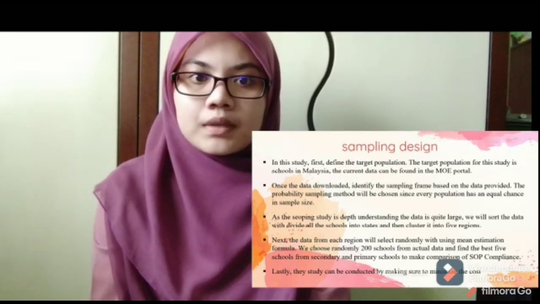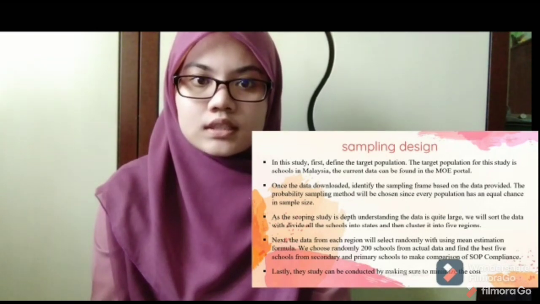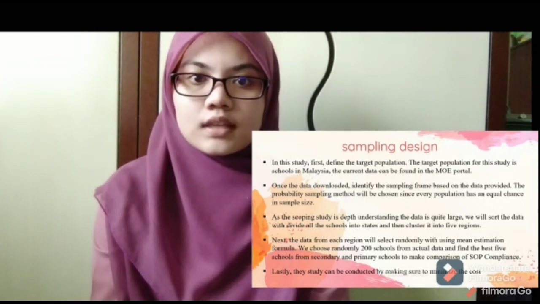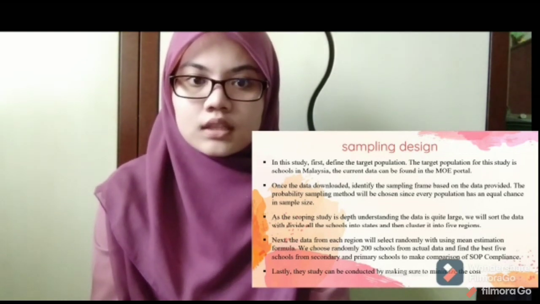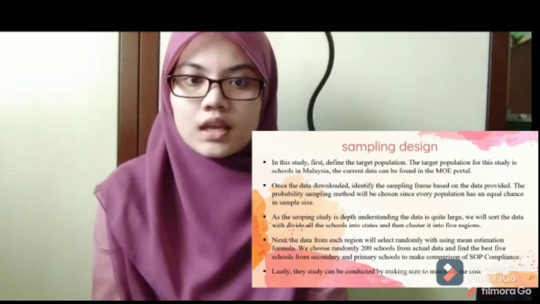The probability sampling method will be chosen since every member of the population has an equal chance of being in the sample. As the scoping study requires in-depth understanding, the data is quite large. We will sort the data by dividing all the schools into states and clustering them into 5 regions. Next, the data from each region will be selected randomly using the mean estimation formula.